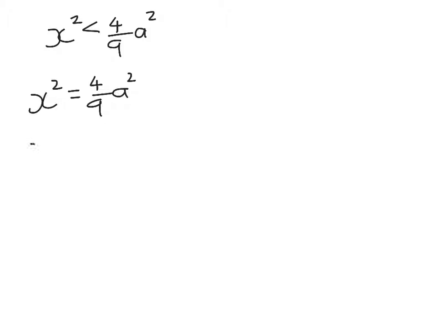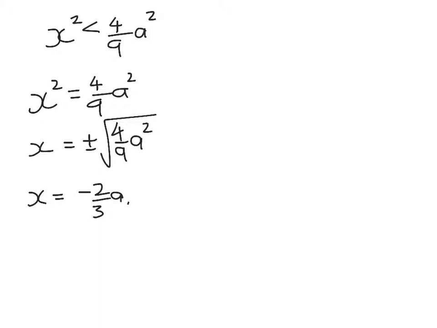Okay, so here's what I'm trying to solve. I've got x squared is less than 4/9 a squared. Now often when you've got an inequality, a good thing to do is just to stop and change it into an equality and see what's going on there. If you do that, you'll notice pretty quickly that I need to think about the positive and negative square roots of that side, and that's going to give me my critical values. So we've got x is equal to negative 2/3 a and 2/3 of a.